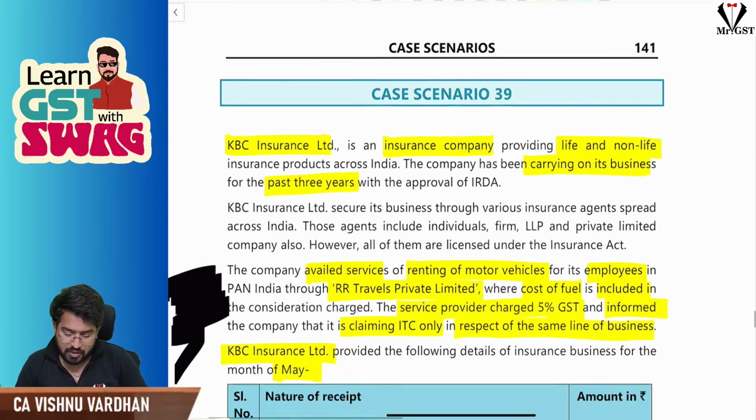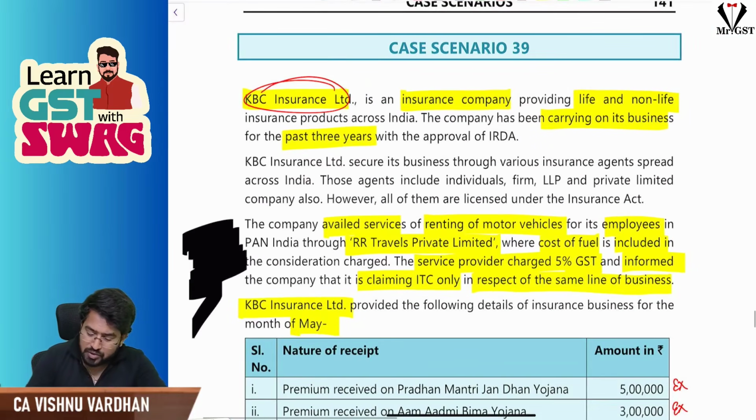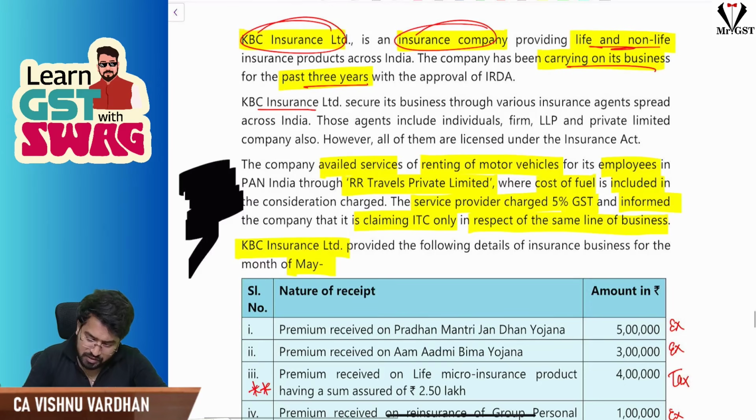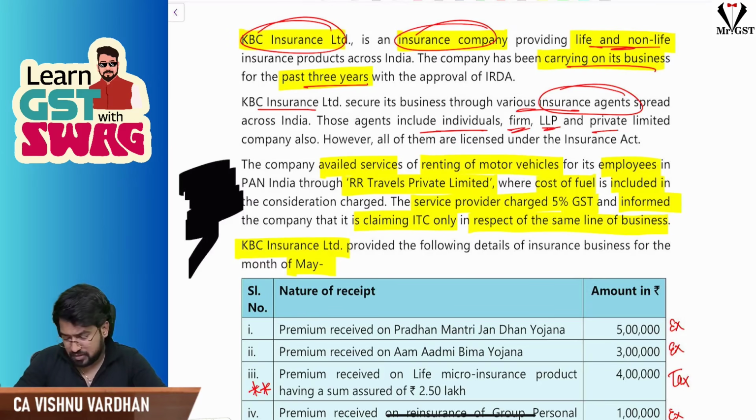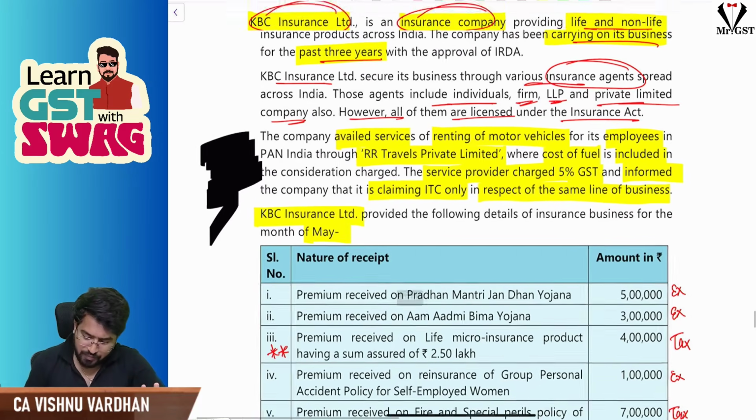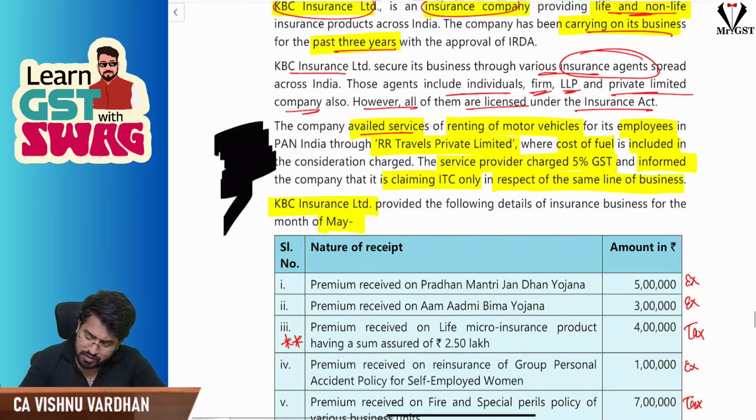Now understand, this is a story of KBC Insurance Limited, an insurance company providing life and non-life insurance, carrying on business for the past 3 years. Now they have given various things: they are providing services through various insurance agents, which include individuals, LLPs, and private limited companies. However, all of them are licensed under the Insurance Act. They availed the service of renting of motor vehicle for its employees from RR Travels Private Limited. Cost of the fuel is included.